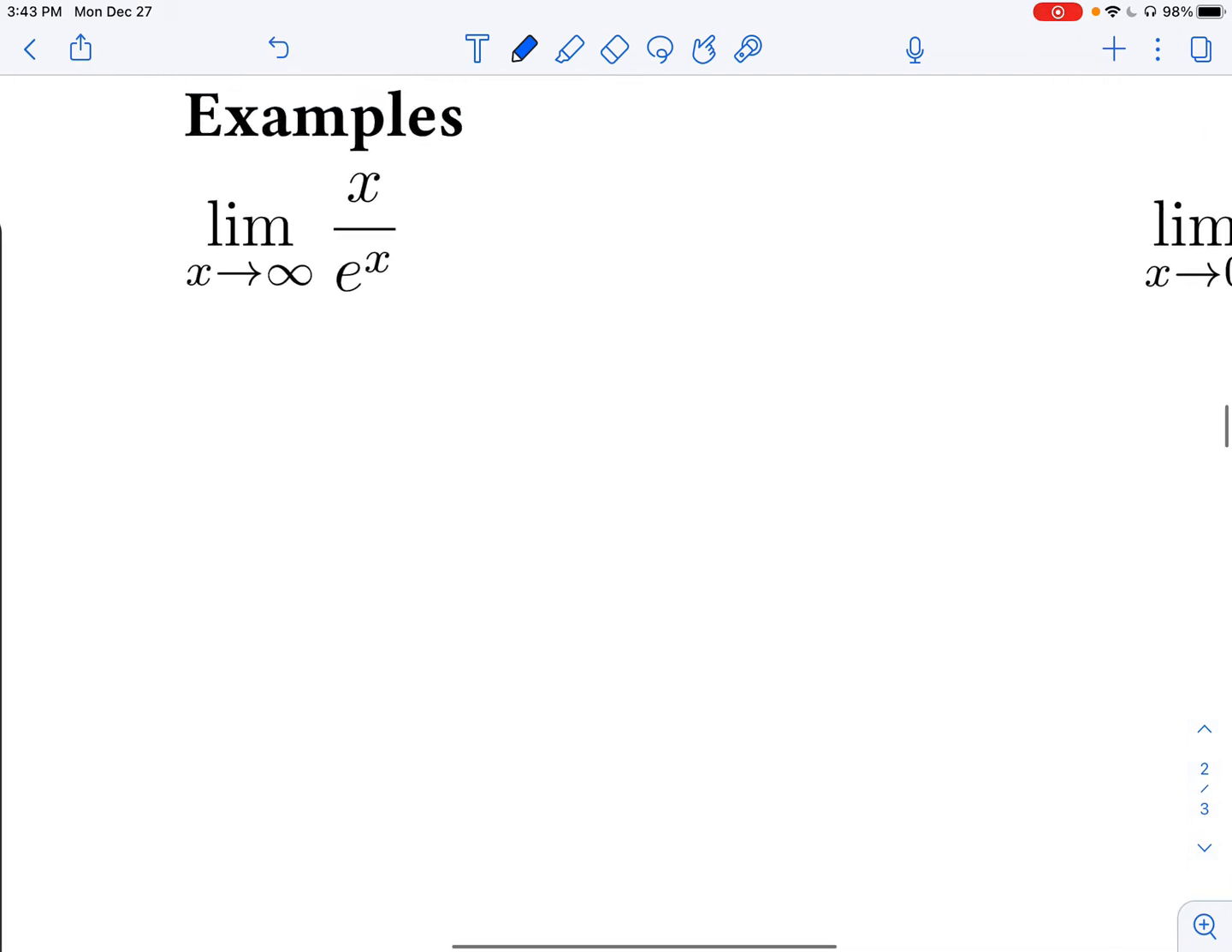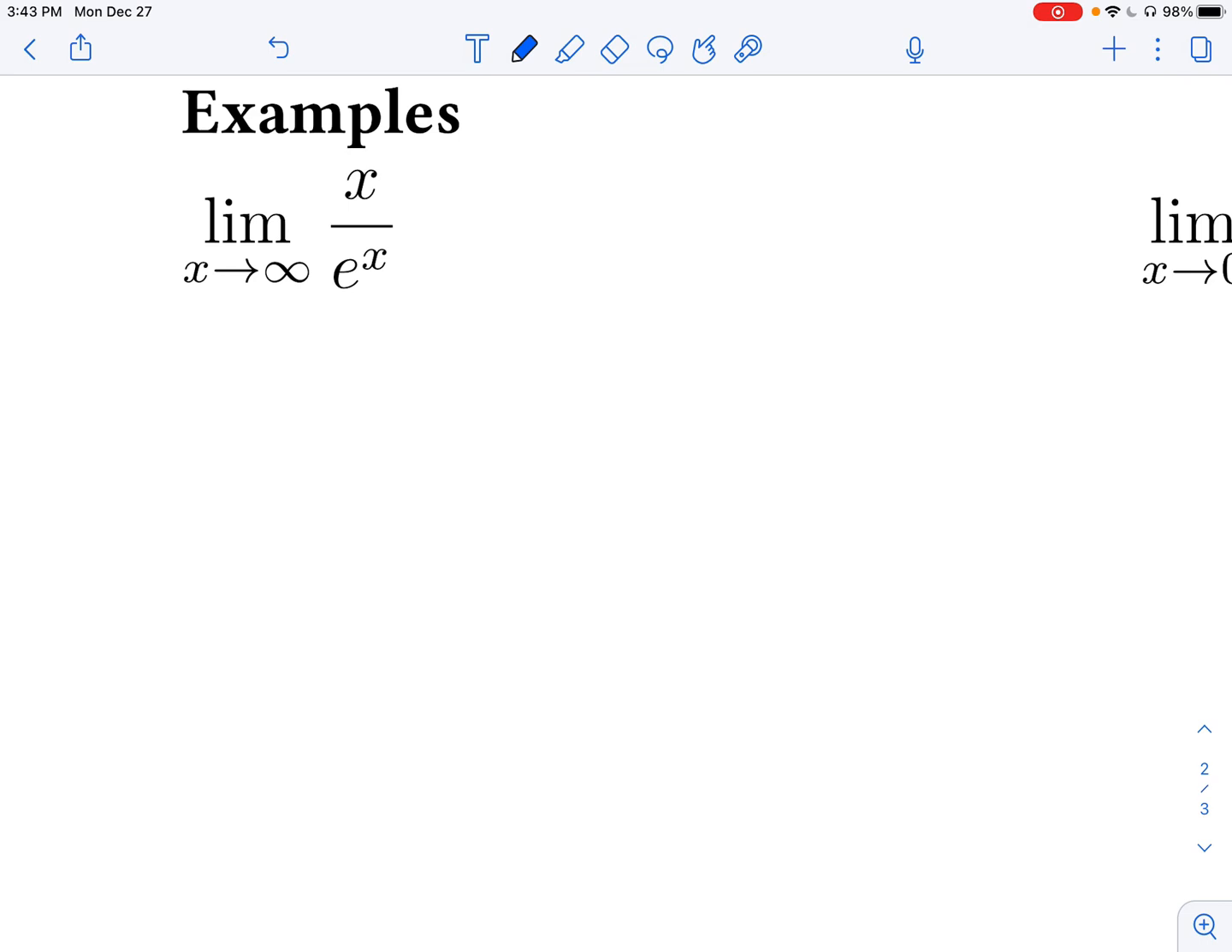If we take the limit as x approaches infinity this time of x over e to the x, well, we see that the limit of the numerator is infinity. The limit of the denominator, e to the infinity, well, that can be thought of as infinity. So we can establish that we get the infinity over infinity indeterminate form. But what we don't want to do is say that it's equal. Don't write this. I'm going to clear that out.